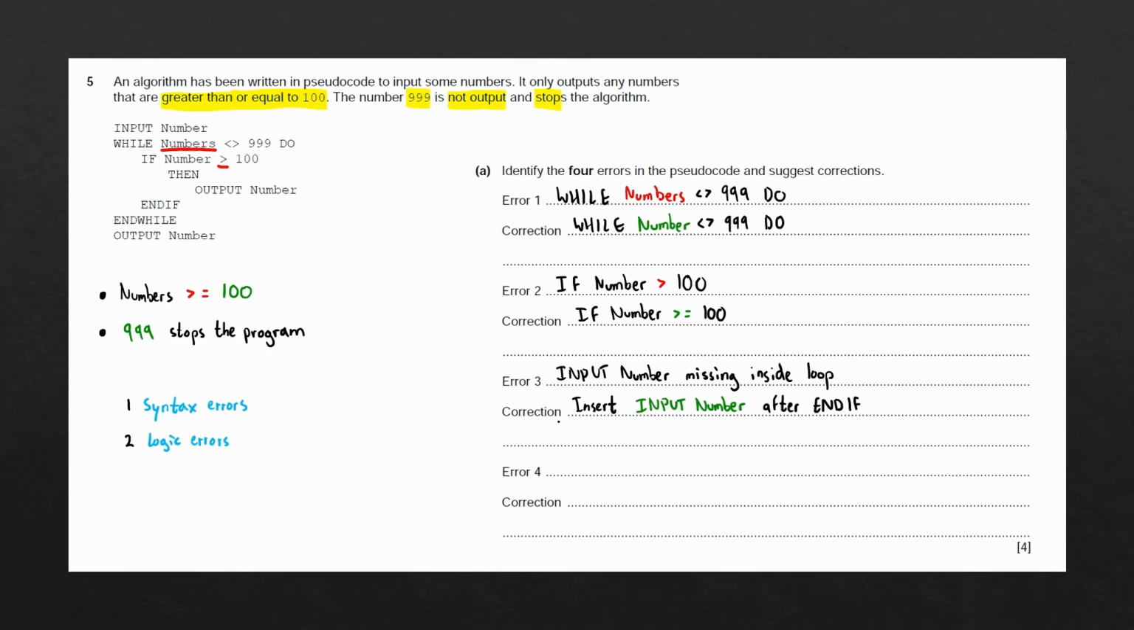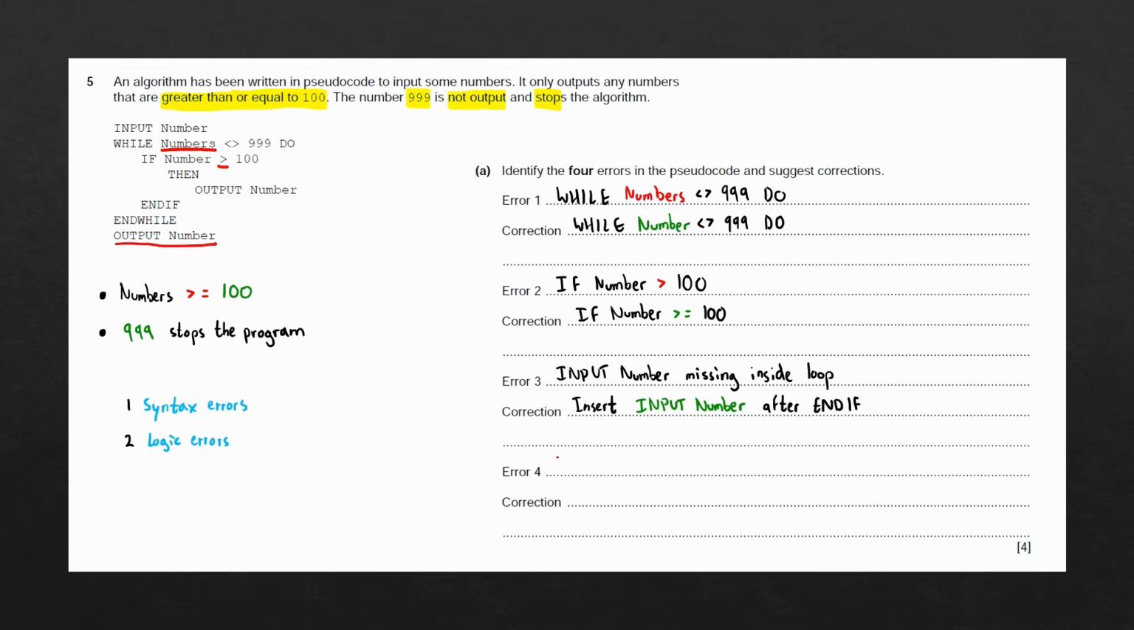For the correction, we can write insert input number after the end if. The other part of the specification is that the number 999 is not output. However, after the while loop, we output the number. This means that when they input the number 999, the while loop is going to end, but then we output 999. So this line is incorrect, and it needs to be removed.